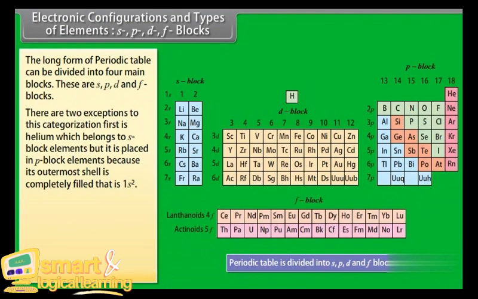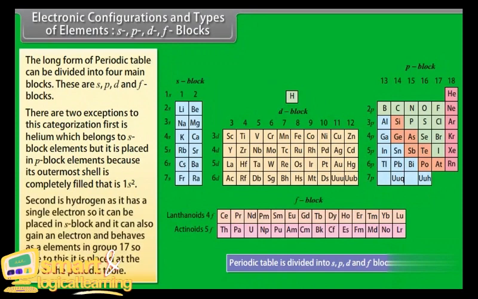First is helium, which belongs to the s block elements, but it is placed in the p block elements because its outermost shell is completely filled, that is 1s2. Second is hydrogen. As it has a single electron, it can be placed in the s block, and it can also gain an electron and behave as elements in group 17. So, due to this, it is placed at the top of the periodic table.